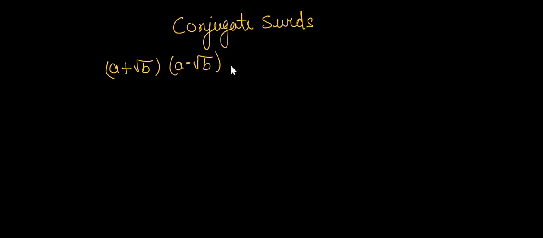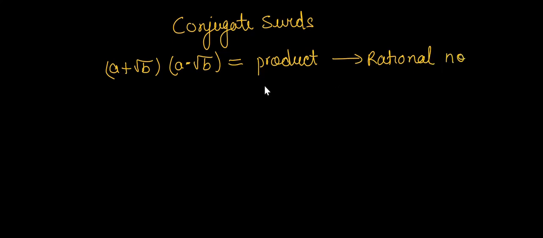If I have to say what's so special about the conjugates, we will say that the sum of them and the product of them should be a rational number. So the product of the conjugates will give me a rational number, and the sum of them also will give me a rational number.